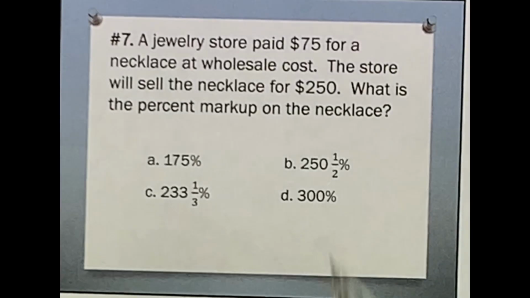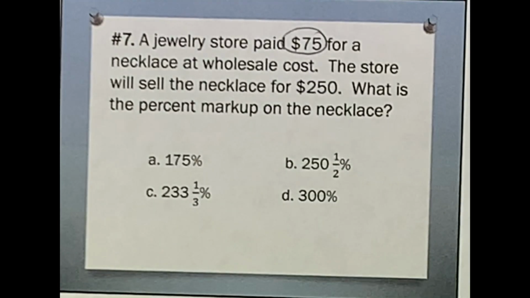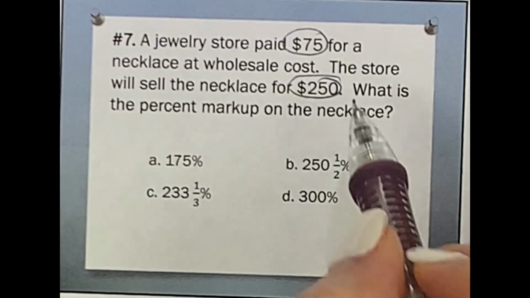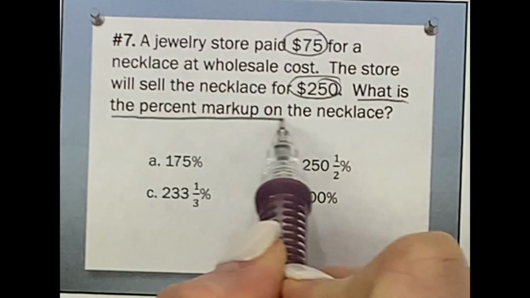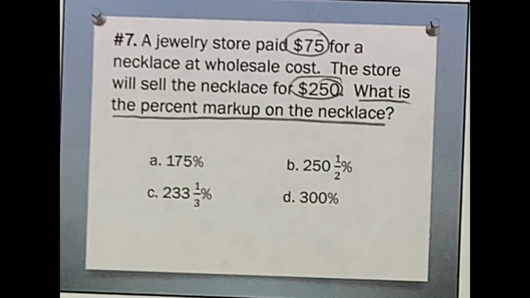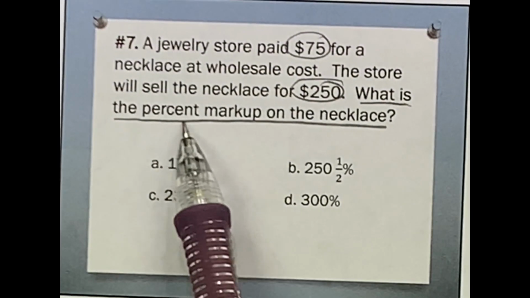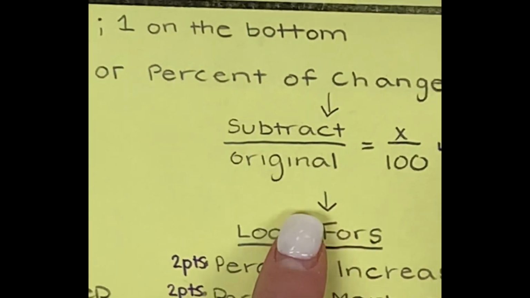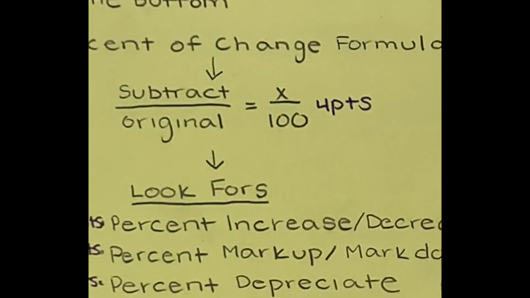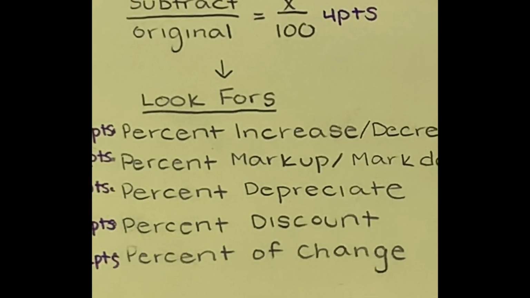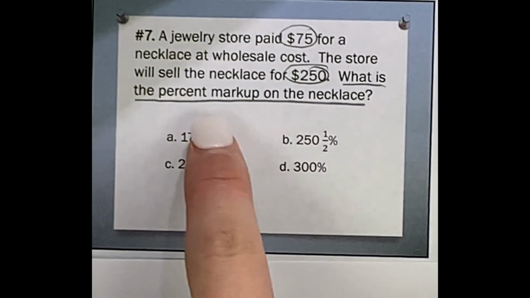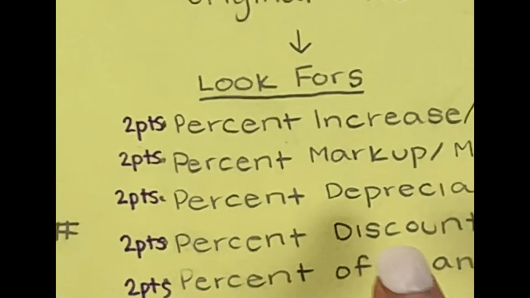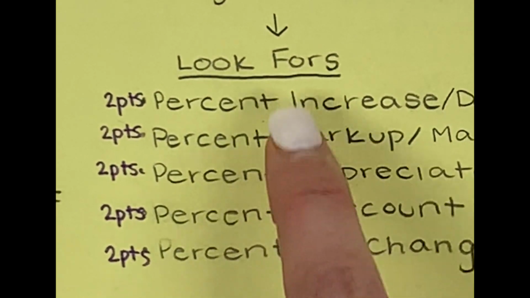Okay, so a jewelry store paid $75 for a necklace and they are going to sell it for $250. That's how they make their money. I'm going to underline the question. What is the percent markup of the necklace? When deciding what method to use, I see the word percent. So remember, it's either a W hashtag percent or percentage change formula, but it has to have a look for, and it does. If you look right here, it says percent markup. Percent markup is in the question and it's one of the look fors. So this is the formula.